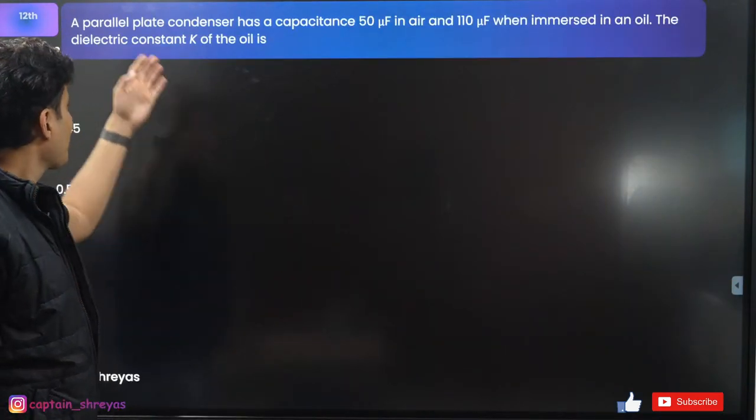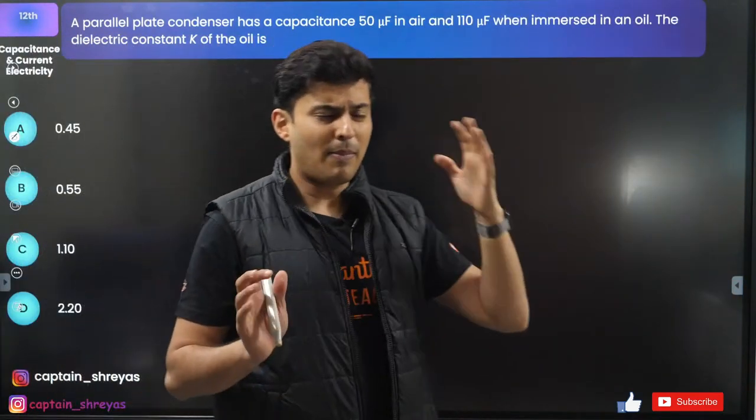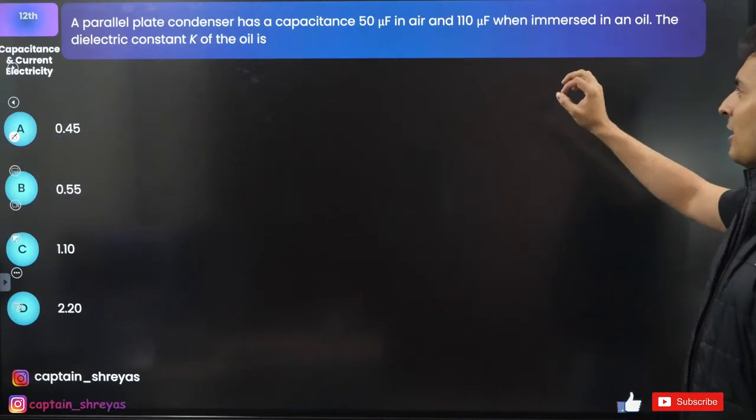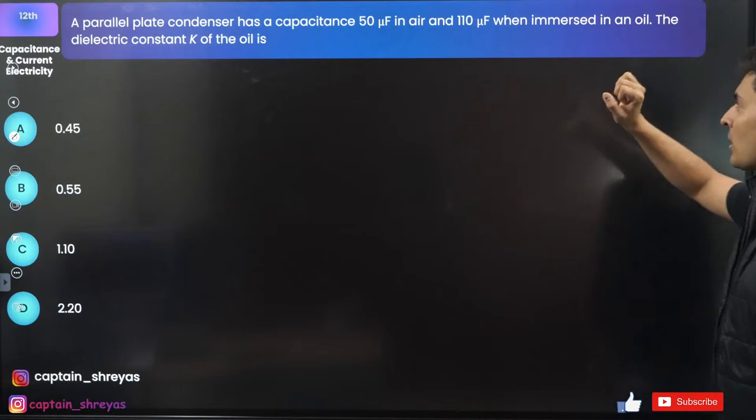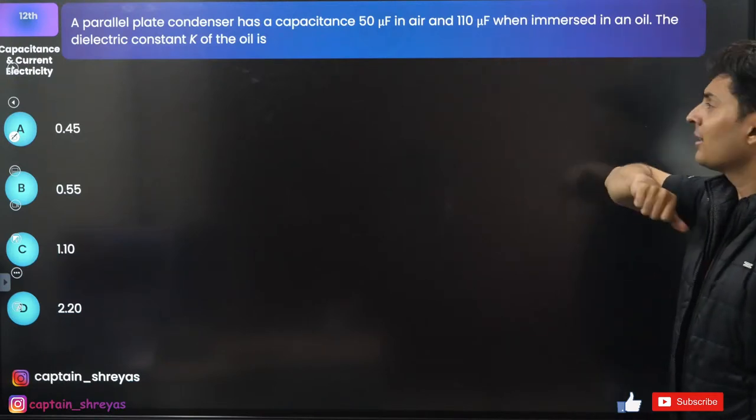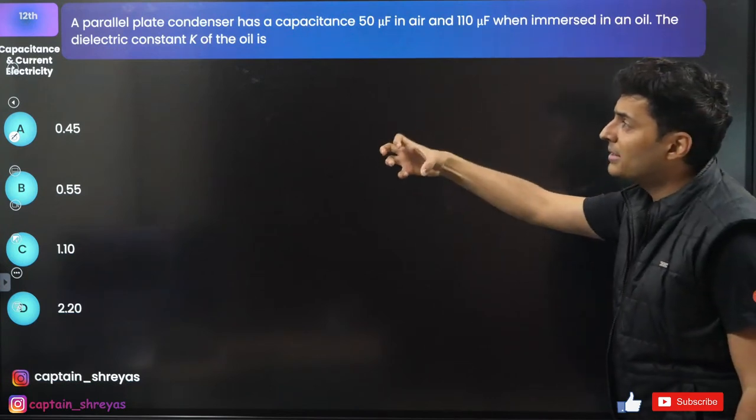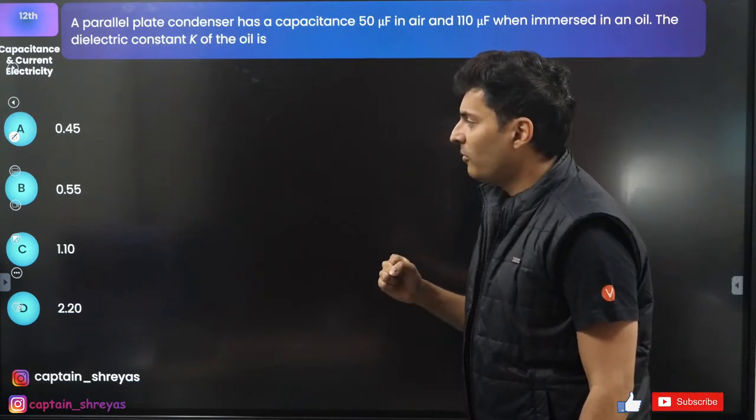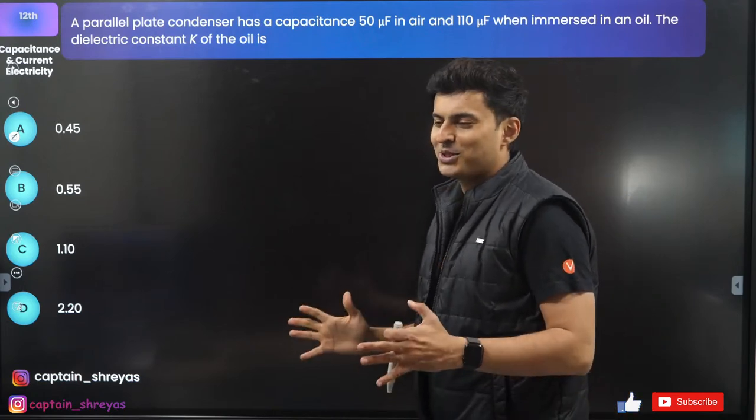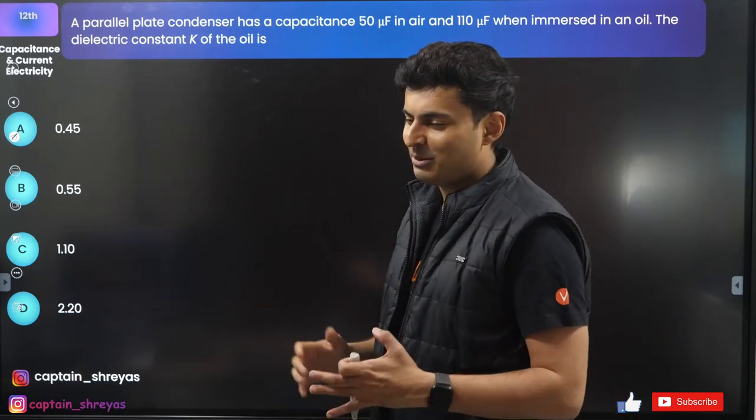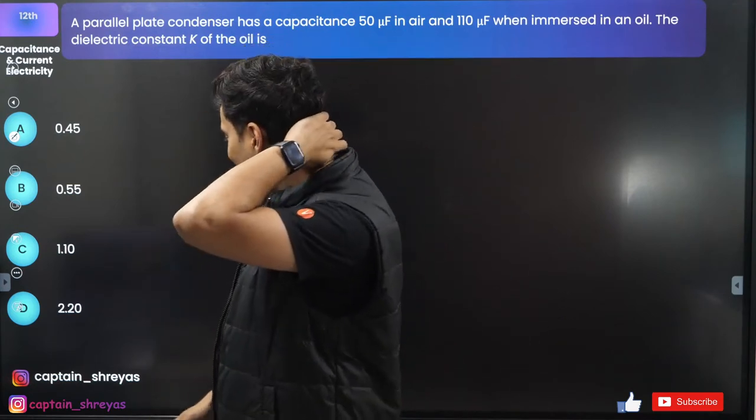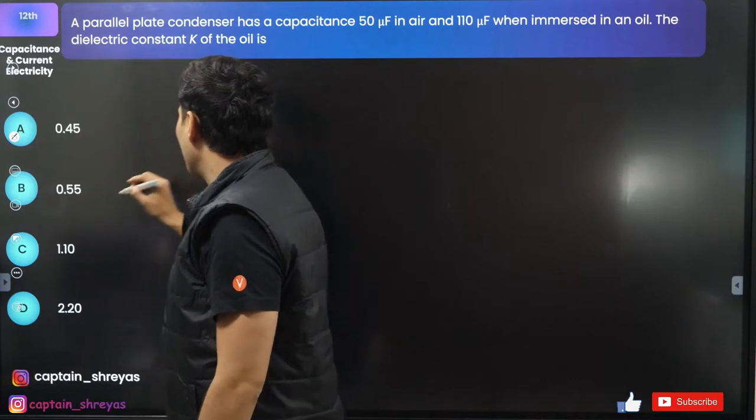Coming up on your screen. Imagine a parallel plate capacitor, condenser is the same thing, don't get confused, having capacitance of 50 microfarad in air. In a liquid like oil, it is 110. How much is the dielectric constant of that oil? 0.45, 0.55, 1.10, 2.20. Everybody should be able to answer this, and I'm waiting for everybody's answer. Come on, everybody try to answer this question. Very easy. I think I just told you about this.